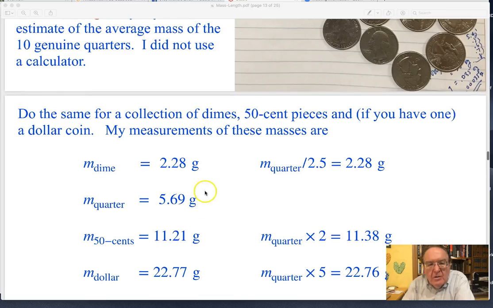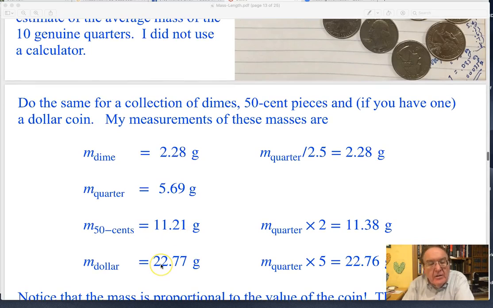And then you can measure the mass of a dime. So you measure all the dimes you have, get the average, 2.28 grams. Now the mass of a 50-cent piece is 11.21 grams. And the mass of a dollar is 22. I only had one. It was an Eisenhower dollar from a long time ago, actually. Mass of 22.77 grams. Okay, those are the masses of the so-called silver coins.